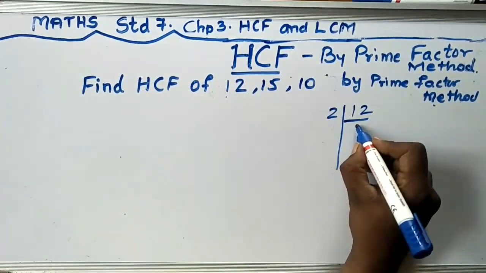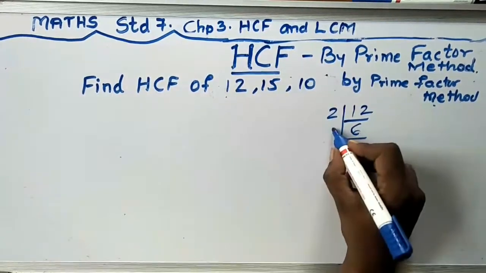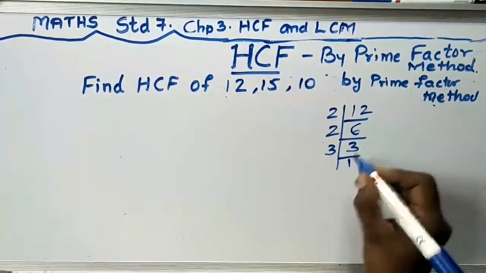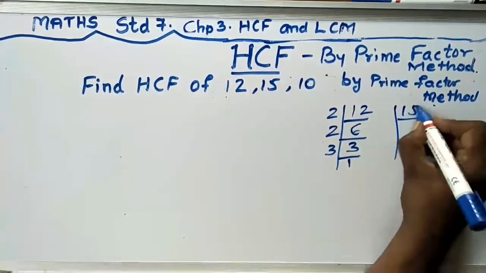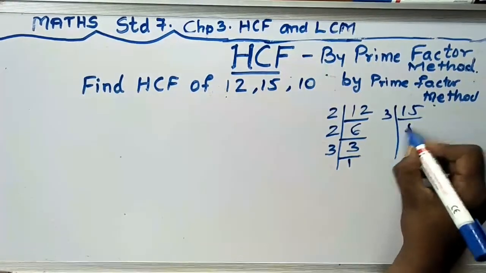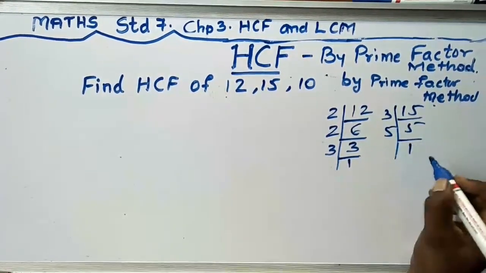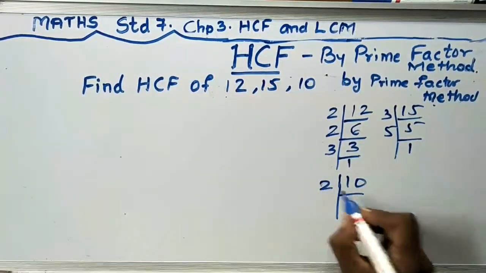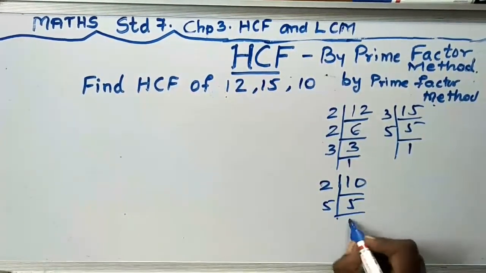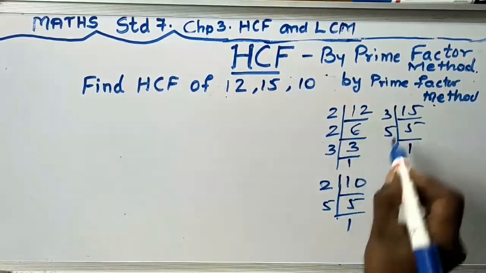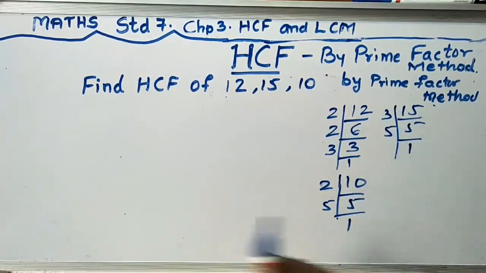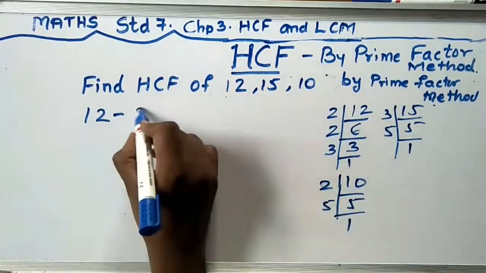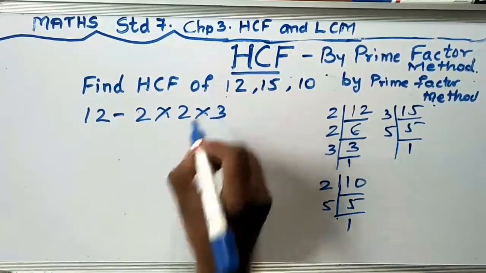12 goes in the 2 table 6 times. Again 6 goes in the 2 table 3 times. 3 goes in the 3 table 1 time. 15 goes in the 3 table 5 times, 5 table 1 time. Next 10. 10 goes in the 2 table 5 times, 5 table 1 time. So these are the prime factors which we got from 12, 15 and 10. Let us write here. 12 means 2 into 2 into 3.